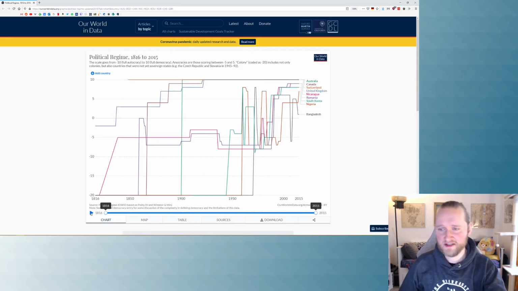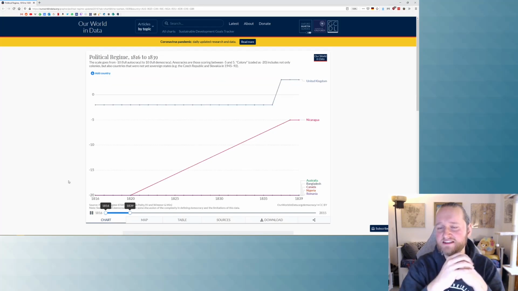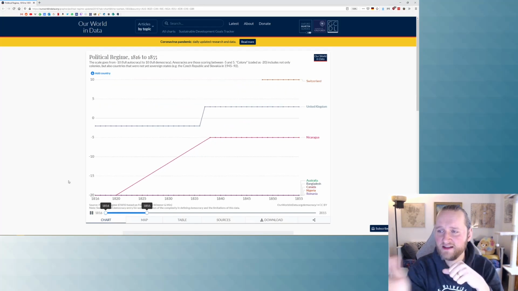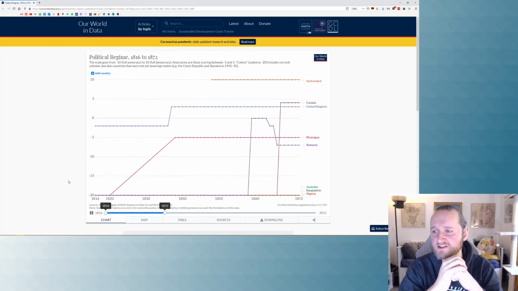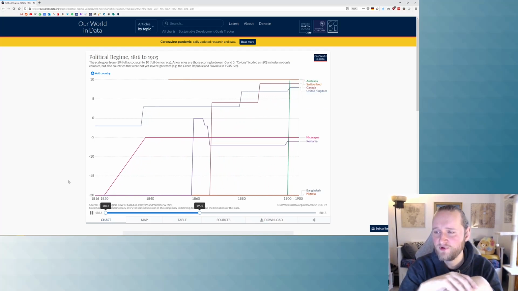So if you look at this graph, we will start in 1816. Countries will enter the graph as they become independent states. So not all of the countries I've selected here were independent back then. We can see that most of these states that I've selected weren't independent yet. Switzerland is coming in, and the UK as fairly democratic states, Canada, Nicaragua, and Romania as less democratic ones.